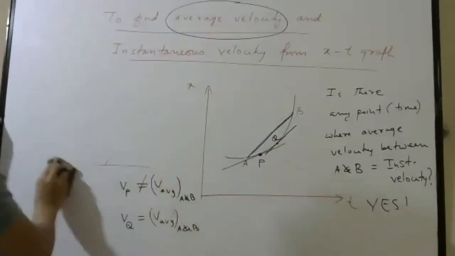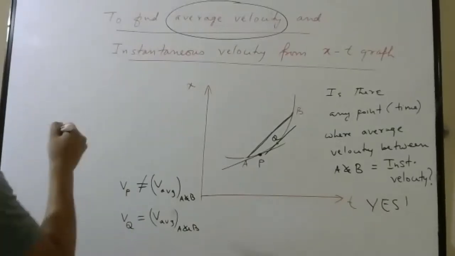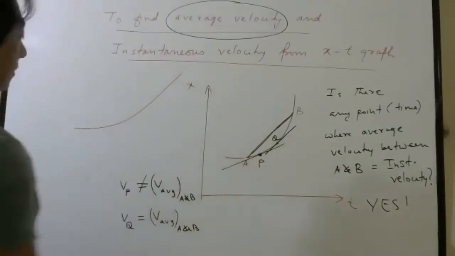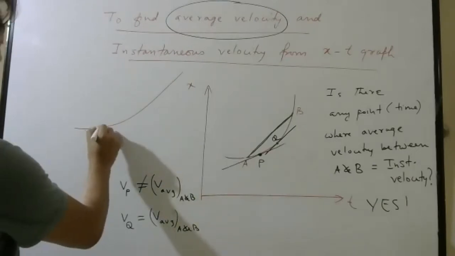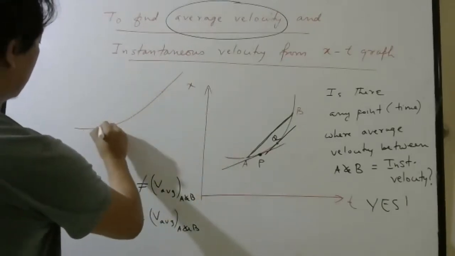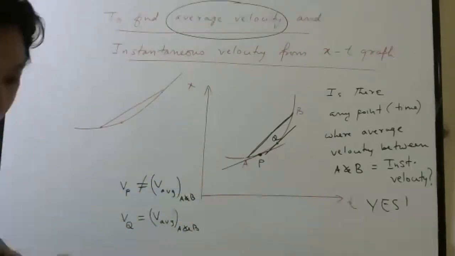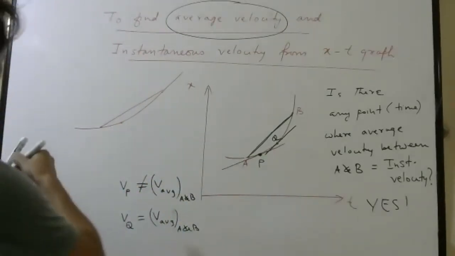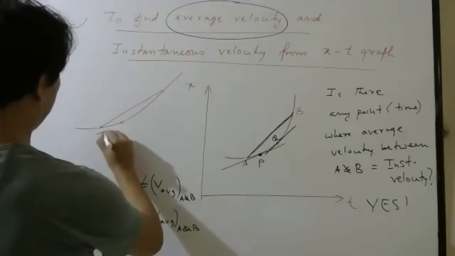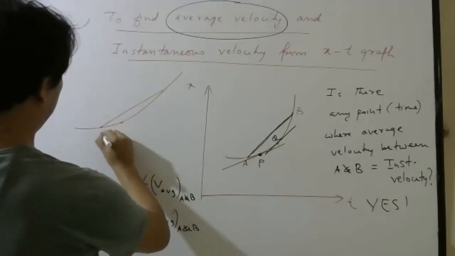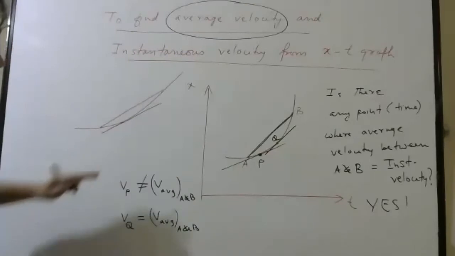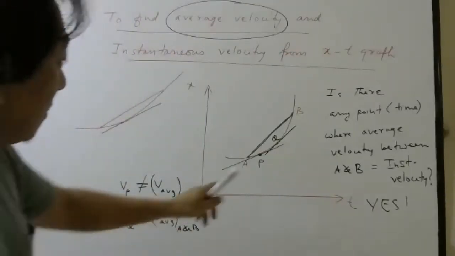I can always make it like this also, like this. Okay. So then if I ask for the average velocity between these two points, this will be the line, and therefore it will be somewhere here. If I draw a tangent at this point, then it looks parallel, almost parallel. So it may not be exactly in the middle.